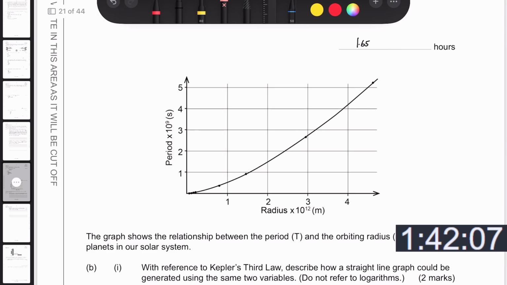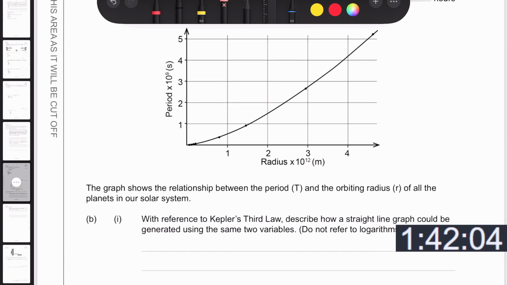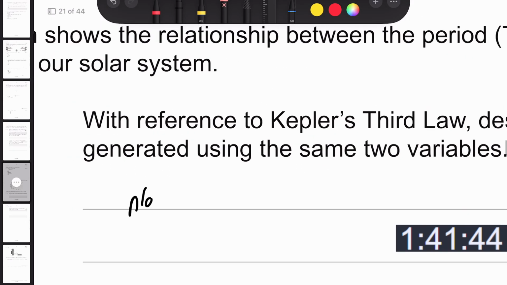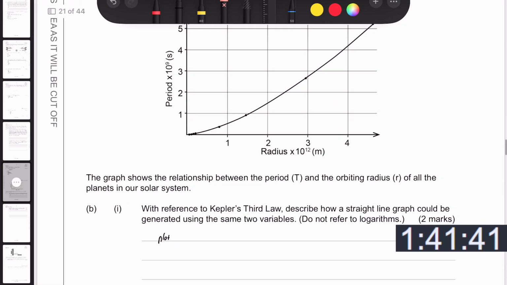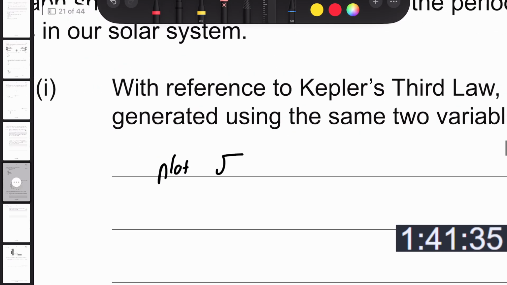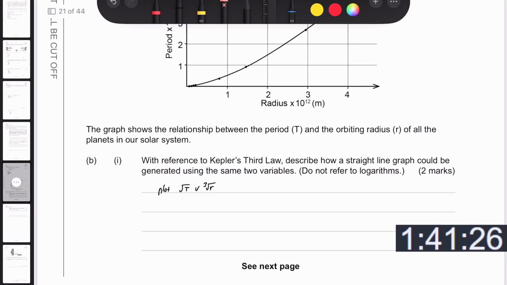The graph shows the relationship between T and the orbital radius r. Refer to how a straight line graph could be generated using the same two variables. Do not refer to logarithms. Just do plot T over r, so you want square root of T versus third root of r, because then those will be constants and that will be consistent.